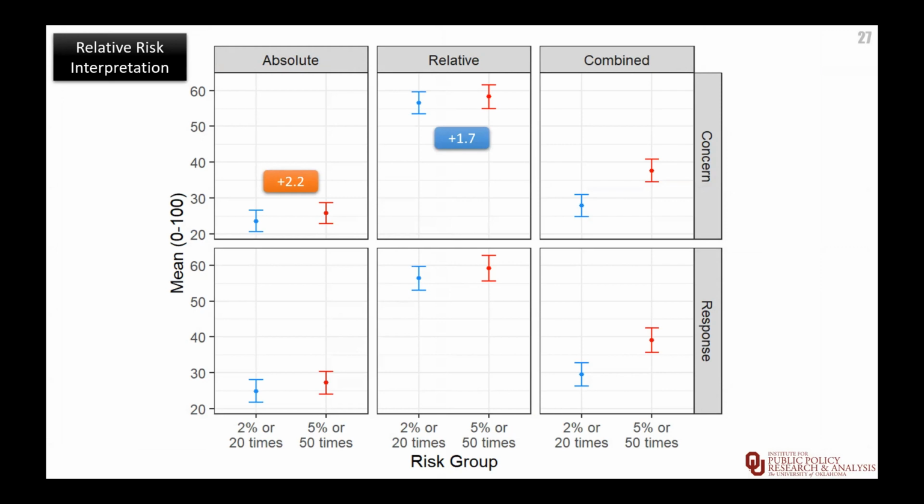It's basically the same. But for the combined group, we see an almost 10-point increase in concern between the lower risk and higher risk group. So what this suggests is that when you combine absolute and relative risk information, you're helping people discern between different levels of risk a little bit more effectively.